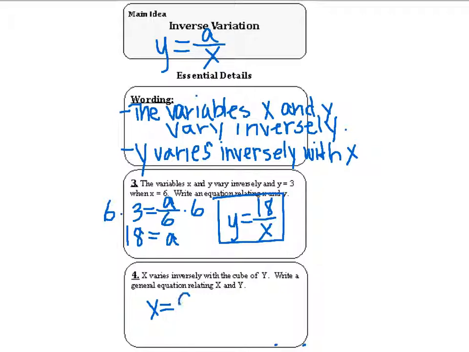It says it varies inversely with the cube of y. So I need to keep this a the same over, and I need the cube of y down here. So this is y to the third. That would be the cube of y. So x equals a divided by y to the third. This is why you have to look at your wording and make sure you get your variables in the right spot.